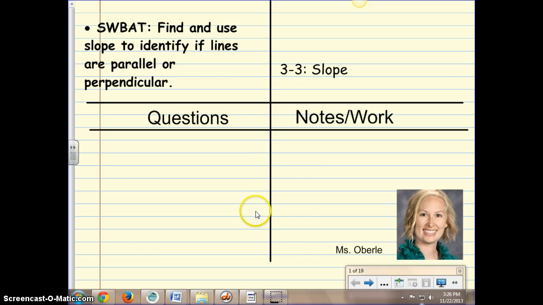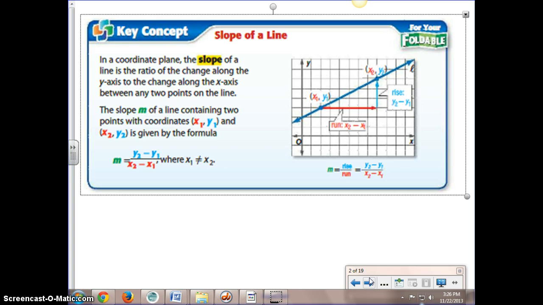By the end of this lesson, you will be able to find and use slope to identify if lines are parallel or perpendicular, or neither. So, quick review of slope. Write down what you need. You don't have to write what you don't need. Slope is rise over run. We model that with change in y over change in x.